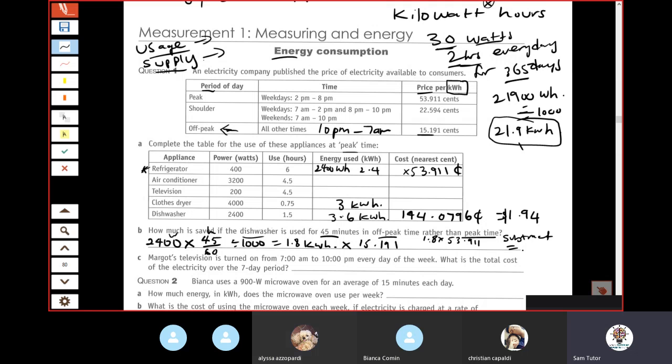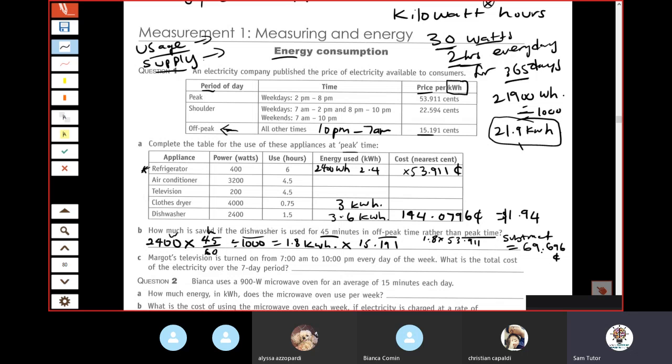So 1.8 times 69. Yeah, 69 cents. Don't forget that. These are still in cents, so be careful. Cents. You would have saved 70 cents.